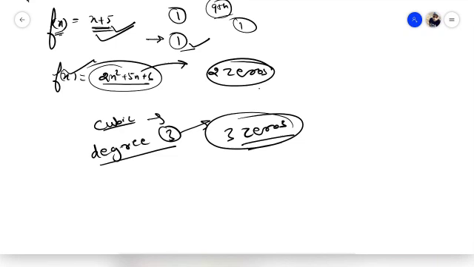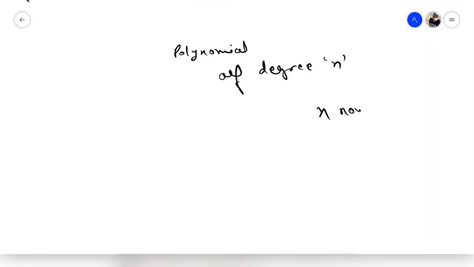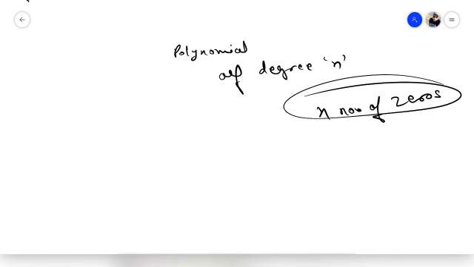If you have a biquadratic polynomial, then the number of zeros will be 4, and so on. So if you have a polynomial of degree n, then you are going to get n zeros. Is it clear? 1 degree, 1 zero; 2 degree, 2 zeros; 3 degree, 3 zeros; 4 degree, 4 zeros; 5 degree, 5 zeros; and n degree, n zeros.